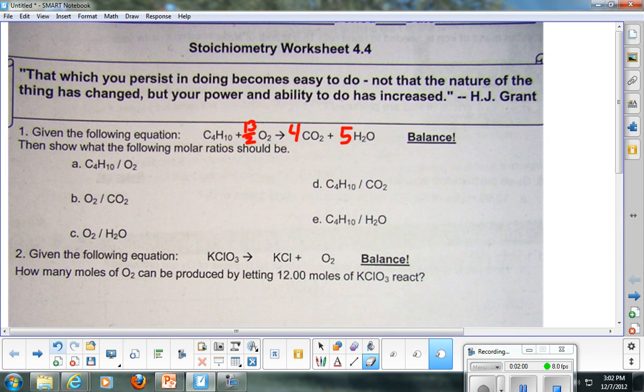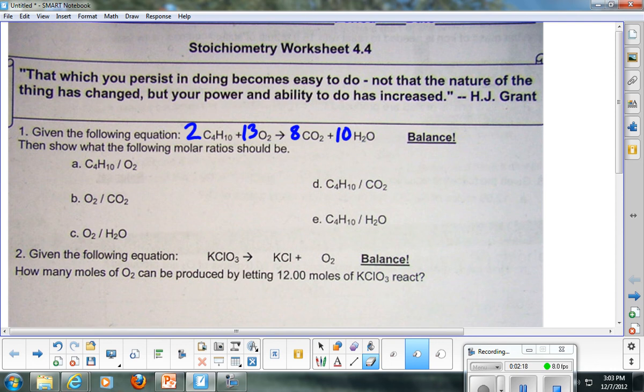So what we're going to do is go through and times everything through by 2, just like you would an algebraic equation. So I get a 2, a 13, an 8, and a 10. Okay, now we have a balanced equation.